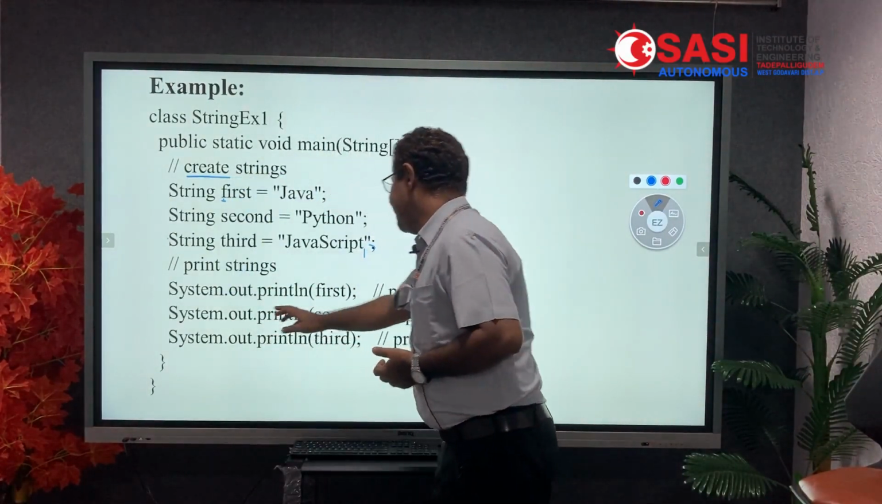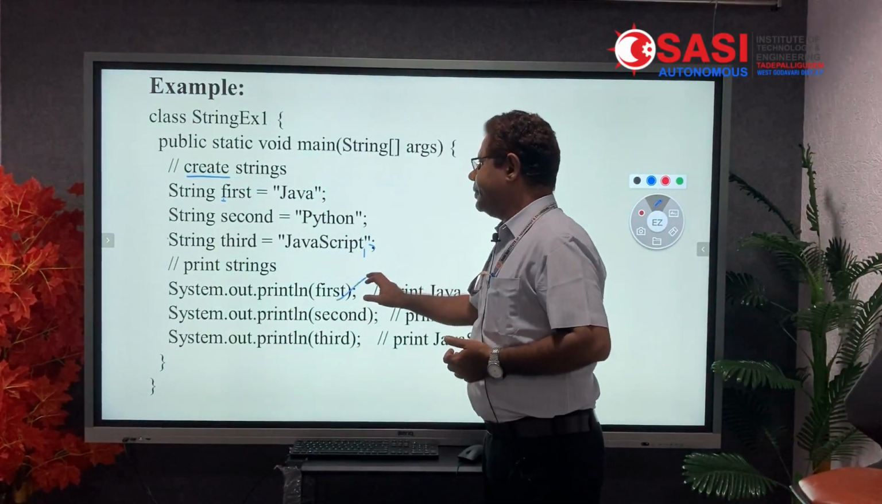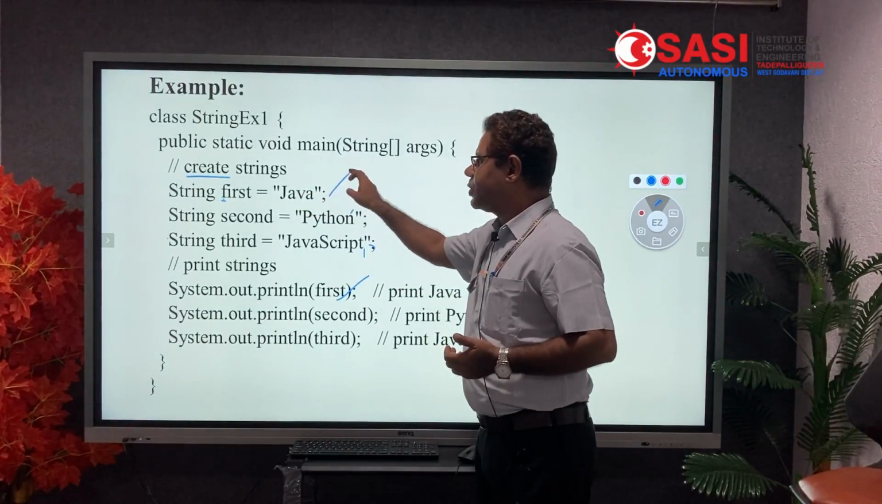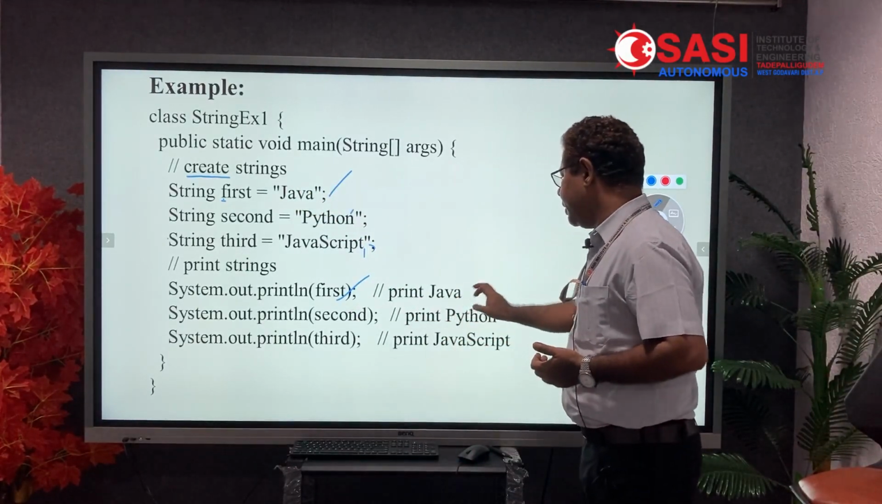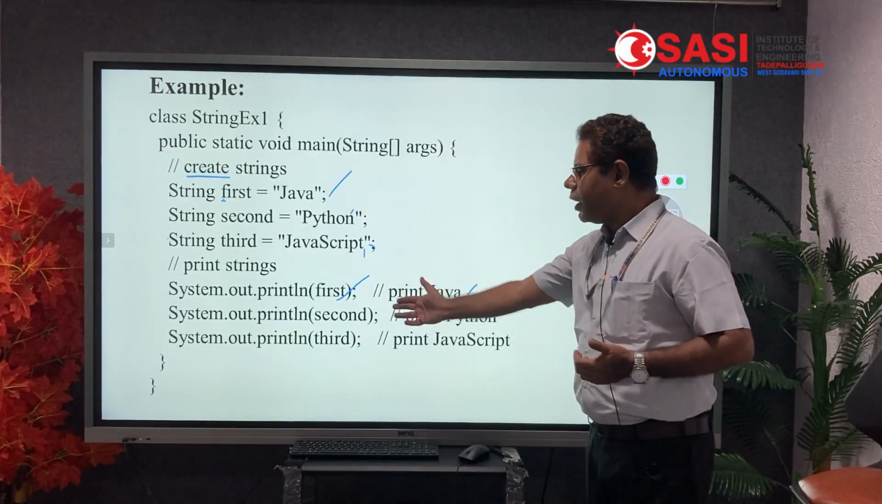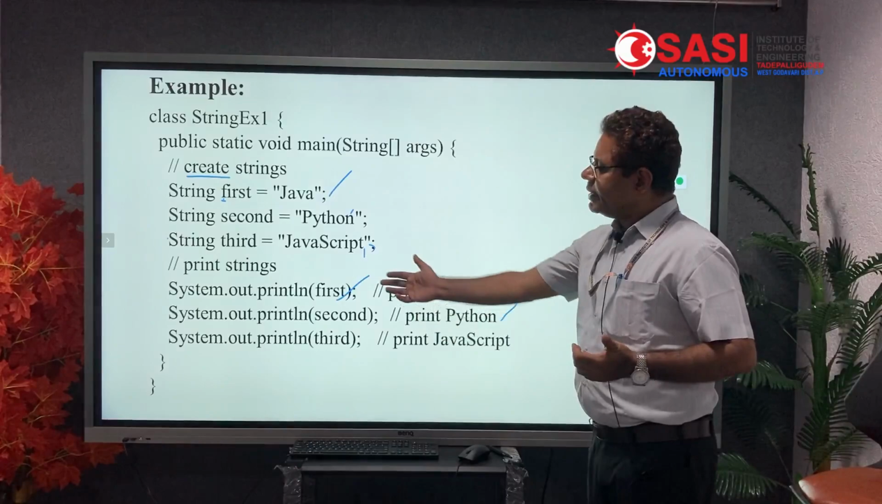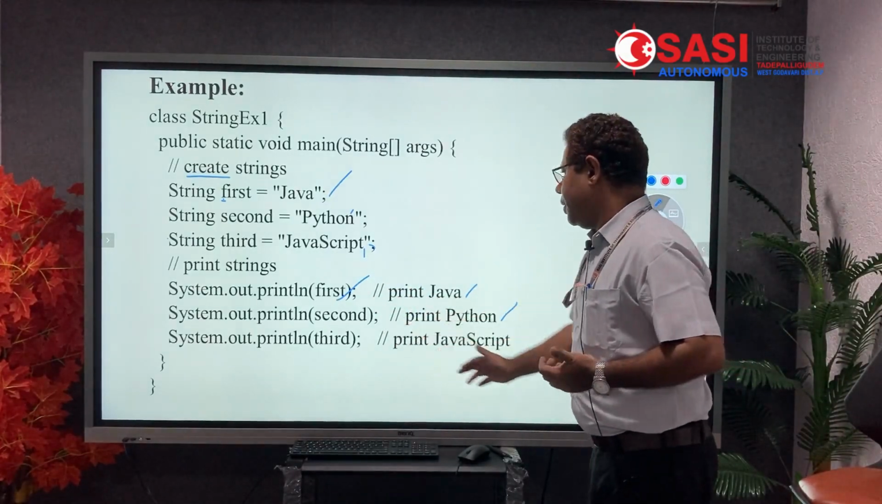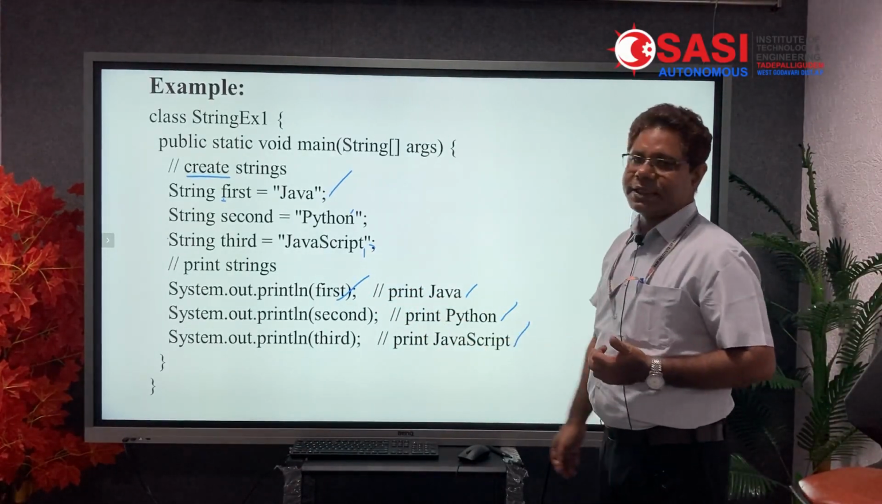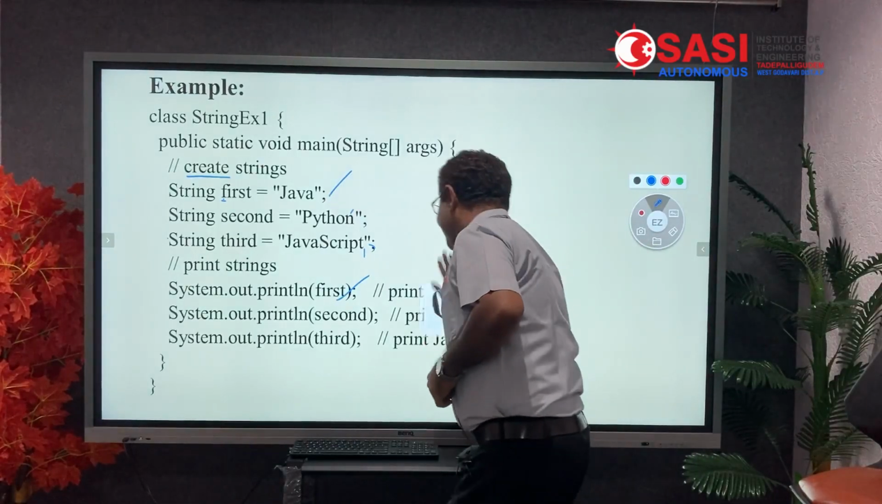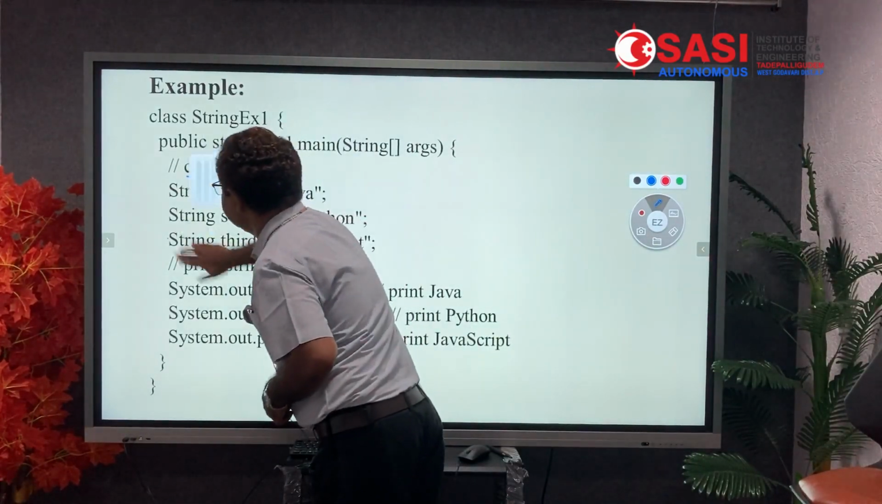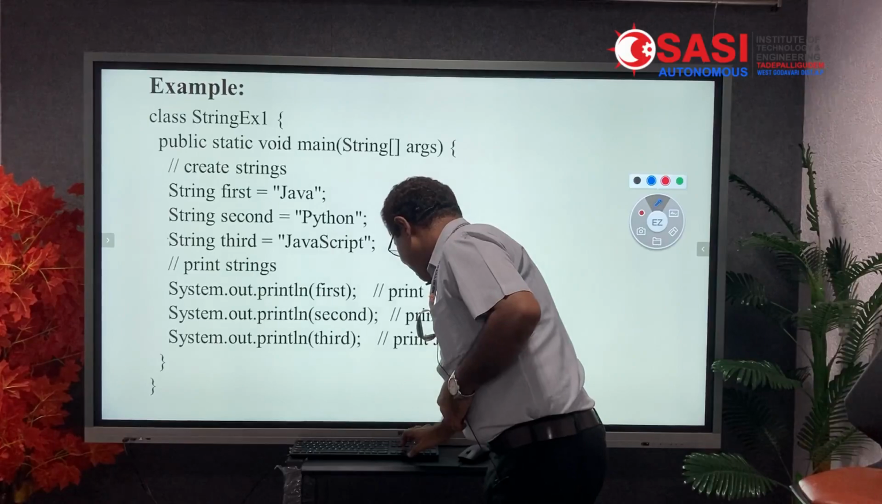Directly we can print System.out.println first. In the first string we are storing Java, so we got the output Java. System.out.println second, for that we got the output Python. System.out.println third, we got the output JavaScript. So this is the example for the string literal.